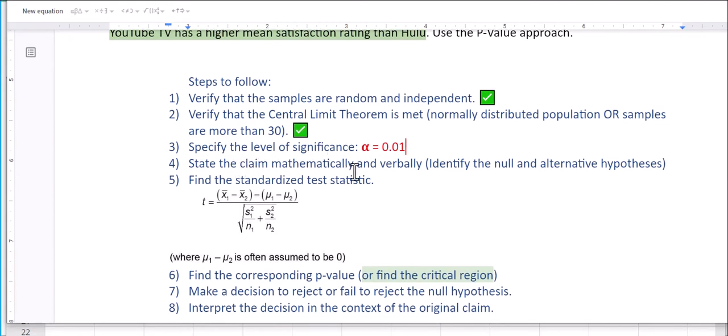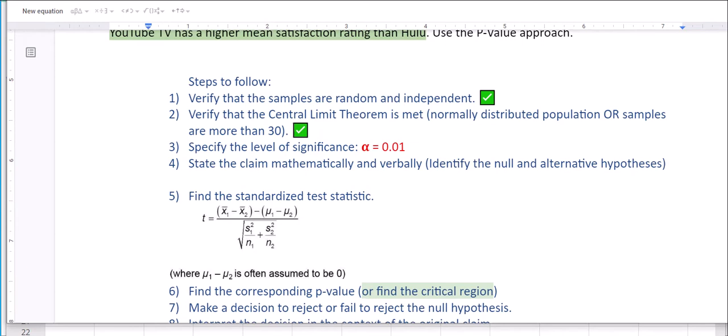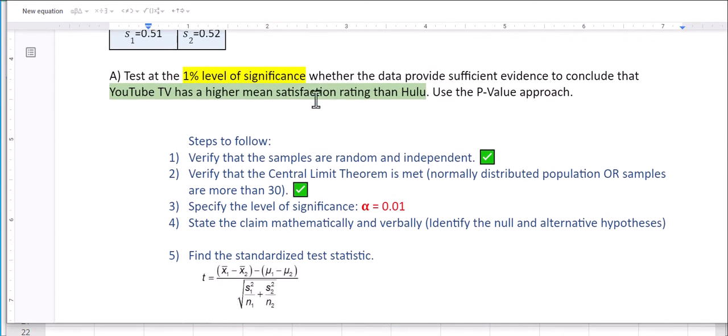Now state the claim mathematically and verbally. What this means is identify the null and alternative hypotheses. So what is our claim? Conclude that YouTube TV has a higher mean satisfaction rating than Hulu. So which one is this, the null or the alternative? Usually in the problem you'll be given one, so I go for which one is given, write that one down, and then go back and find the other. Because it says higher than, a higher mean, this is the alternative because it has no equality in it.